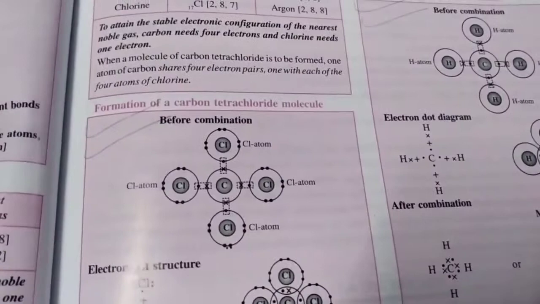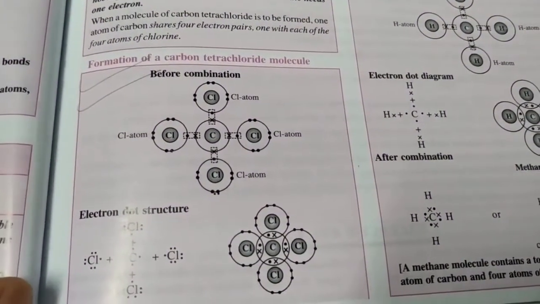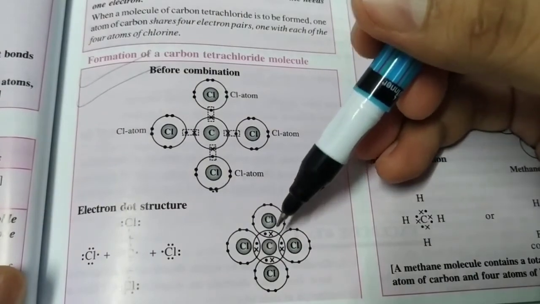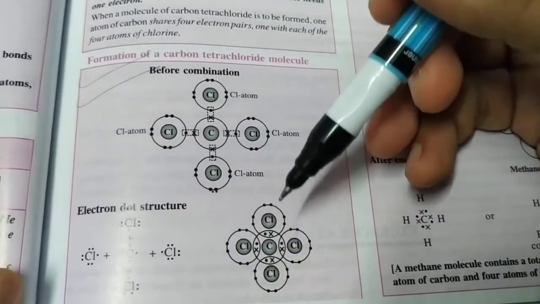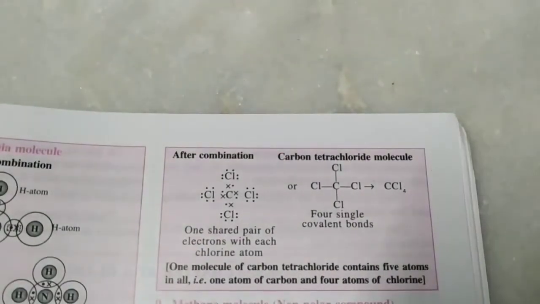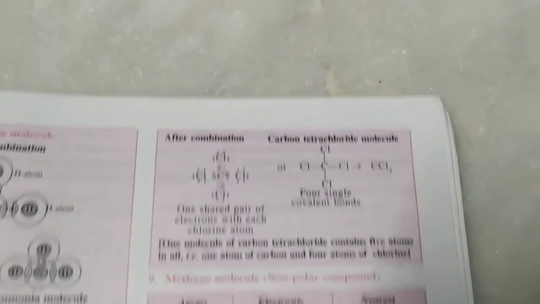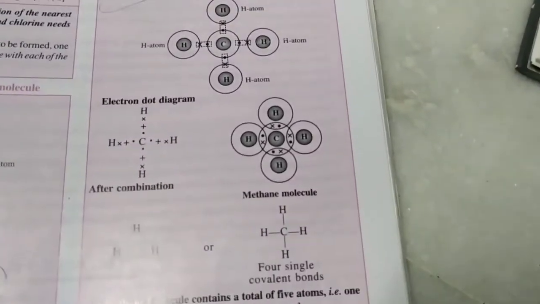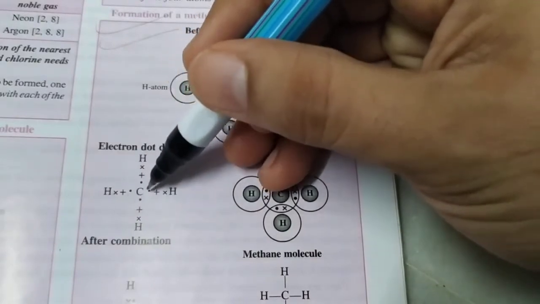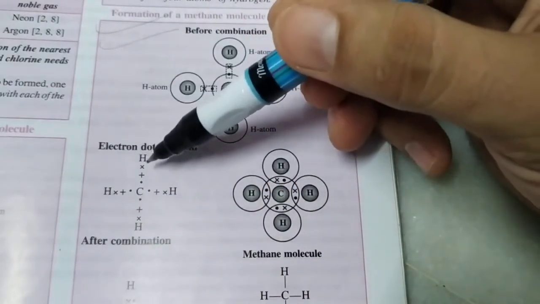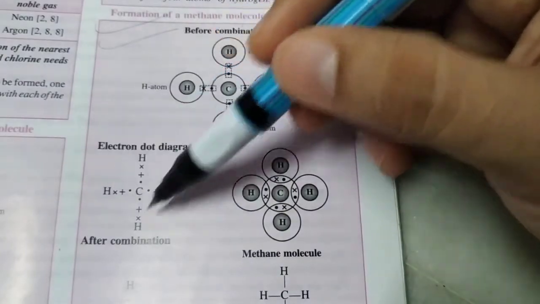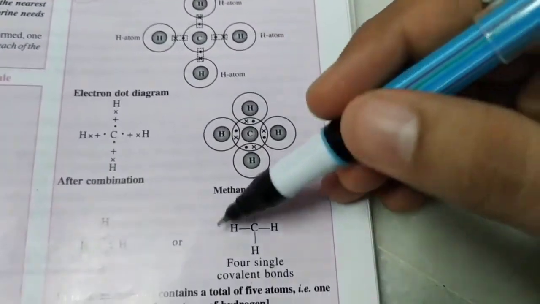Similarly, in carbon tetrachloride CCl4, we see that the carbon atom is sharing a pair of electrons with each of the 4 chlorine atoms to form 4 single covalent bonds. And the same thing is happening with methane as well. Carbon has 4 electrons in the outermost shell. It needs 4 more electrons to become stable. So it will share 1 electron pair with each of the 4 hydrogen atoms. So it has 4 single covalent bonds.